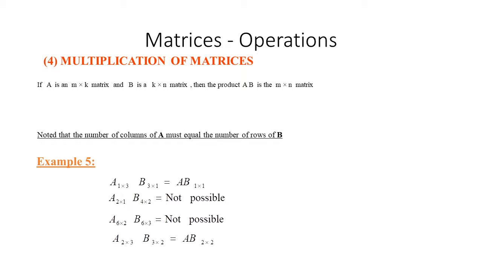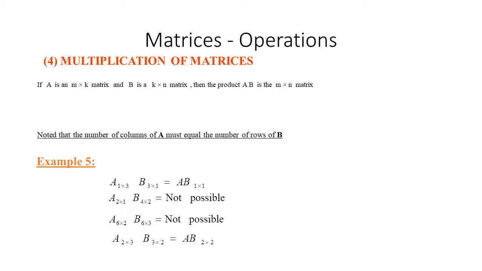So next we go for the third one. A is a matrix of order 6 cross 2. B is a matrix of order 6 cross 3. Now we have to check, is it possible to multiply? For that we look at the number of columns of matrix A, which is 2, and the number of rows of matrix B, which is 6. That is 2 and 6. It is not the same. So it is not possible to multiply A and B.